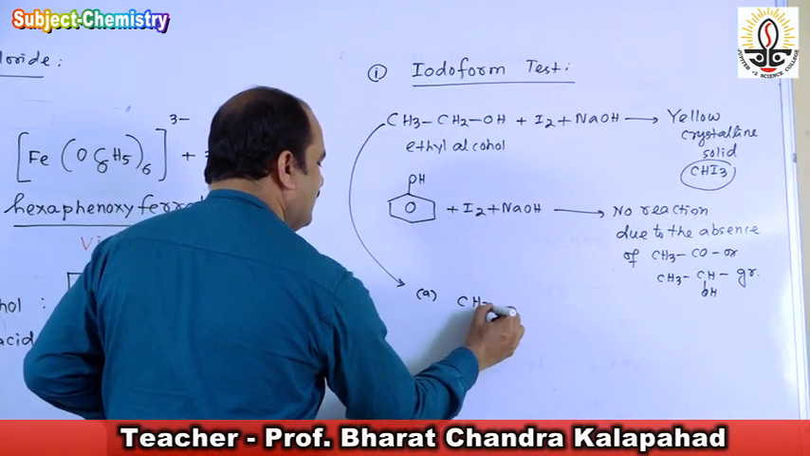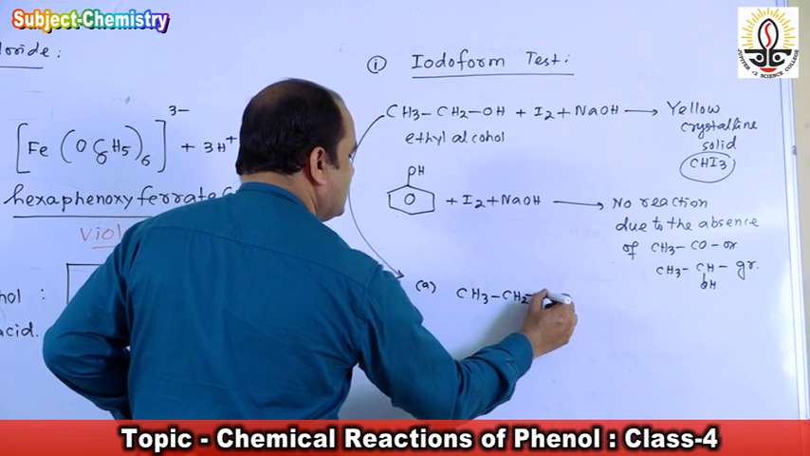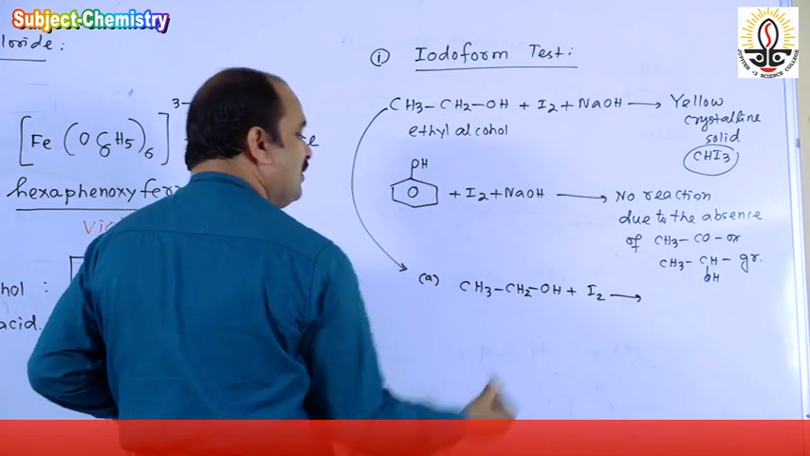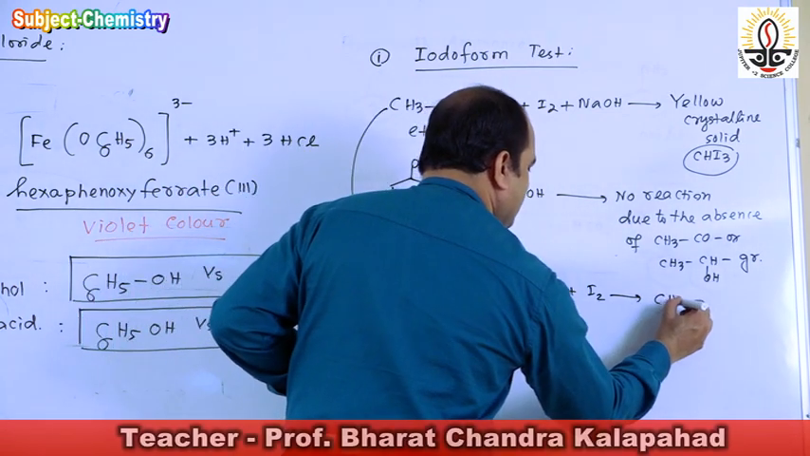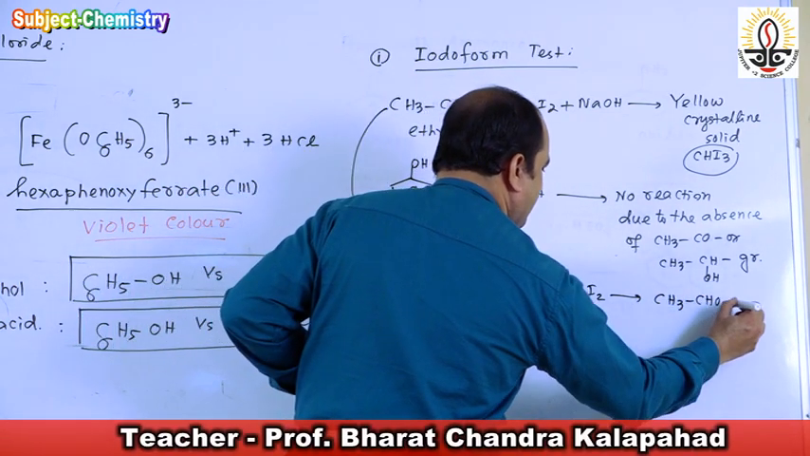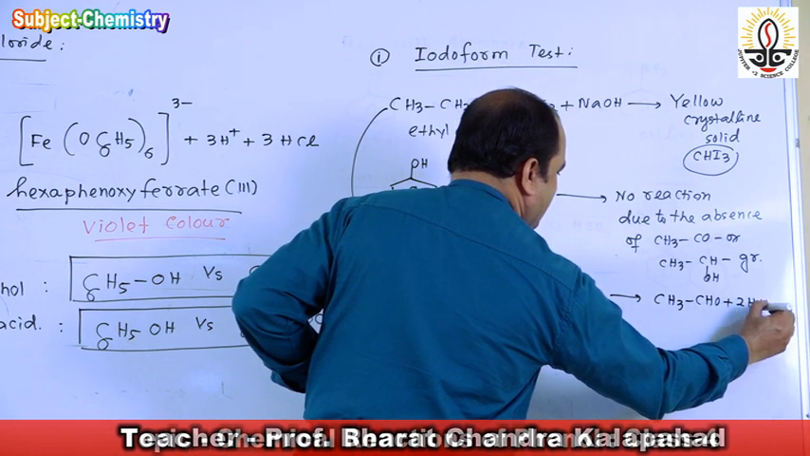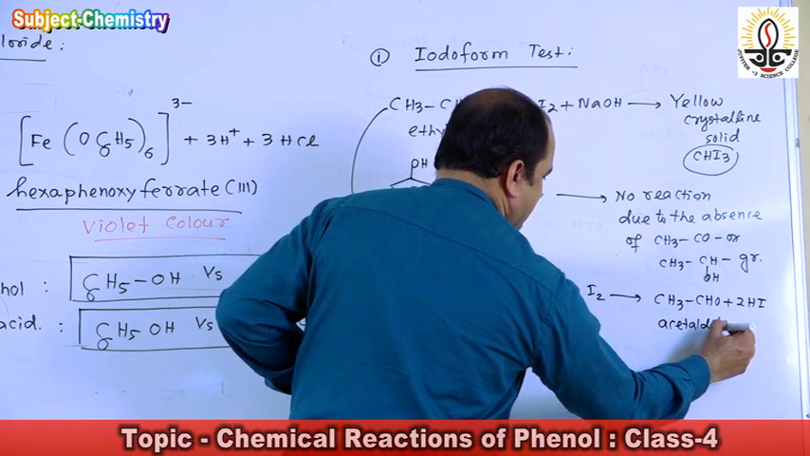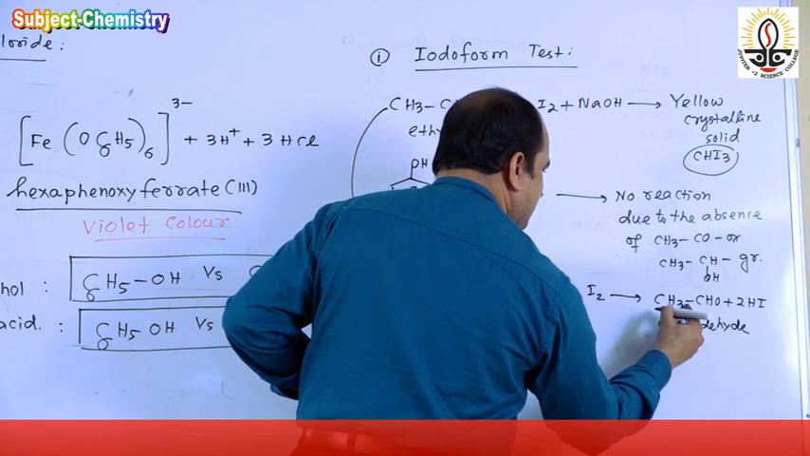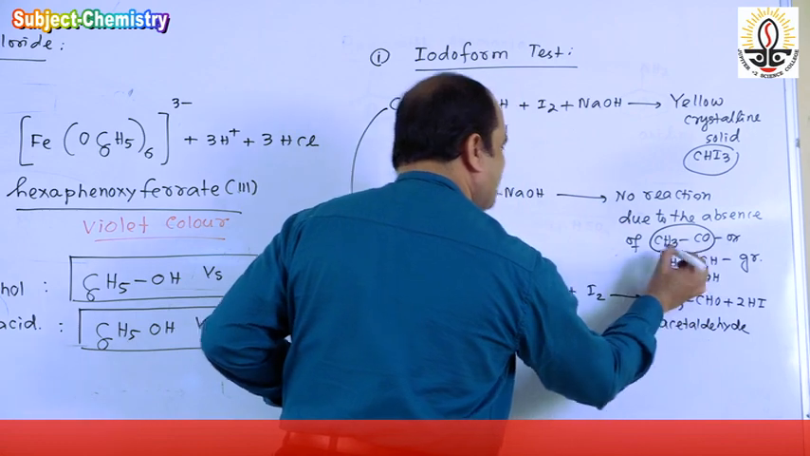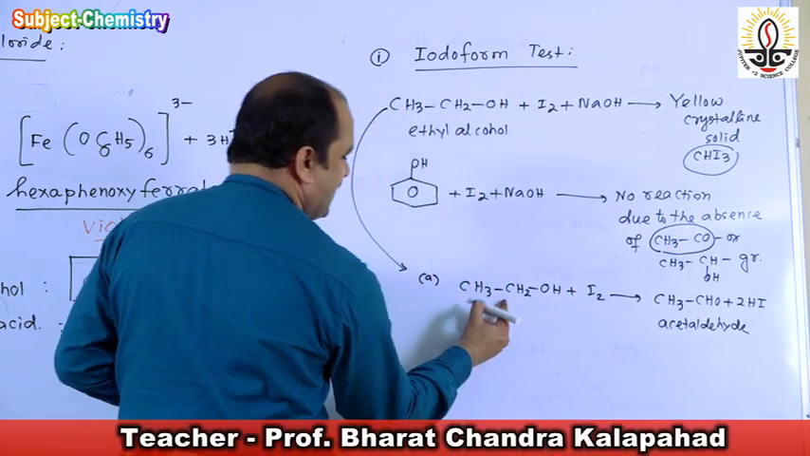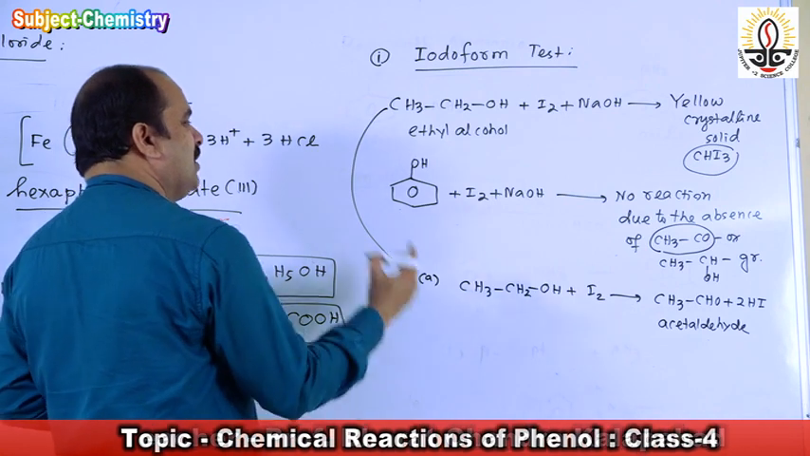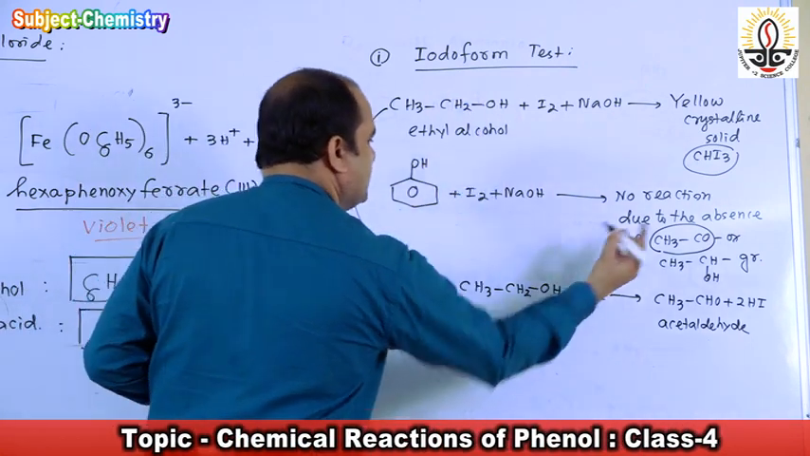First step: ethyl alcohol, CH3CH2OH, reacts with I2. Ethyl alcohol undergoes oxidation. It gives acetaldehyde plus 2HI. This acetaldehyde has a CH3CO group. So alcohols having a CH3CHOH group show the iodoform test because oxidation of that group gives a CH3CO group.